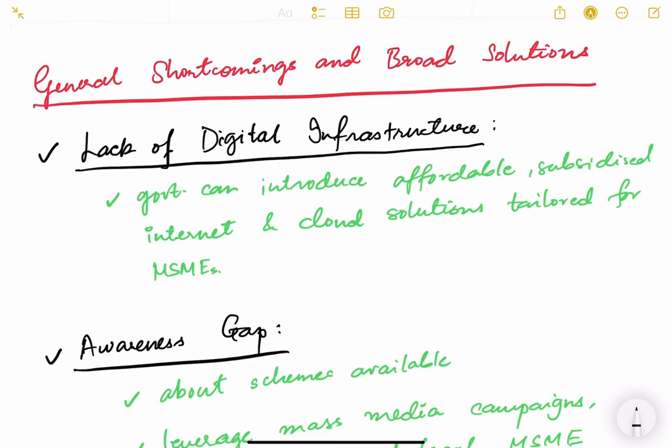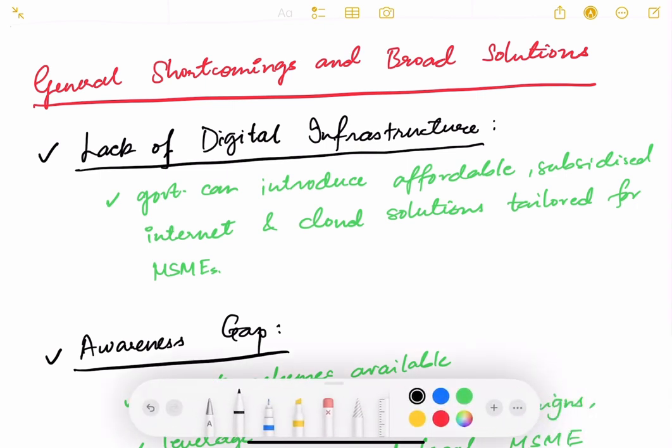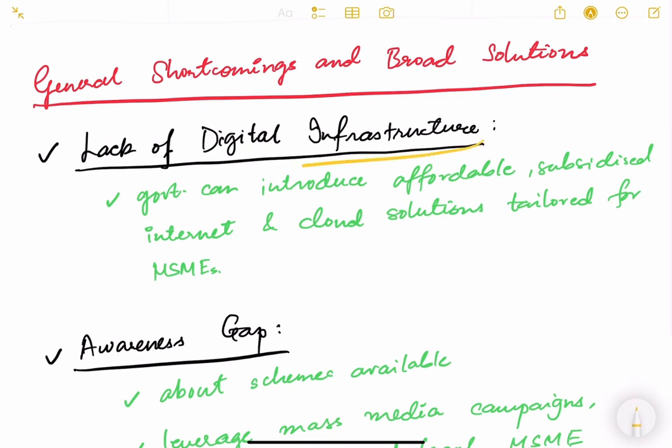Now we have talked about some specific schemes and their specific shortcomings also. Let us now talk about some general shortcomings and broad solutions about MSMEs in general. Now this we have already discussed. This might be a revision for you. Lack of digital infrastructure, we have already seen in many of the schemes above. Many MSMEs, particularly in rural areas, lack access to digital infrastructure necessary to benefit from government initiatives.